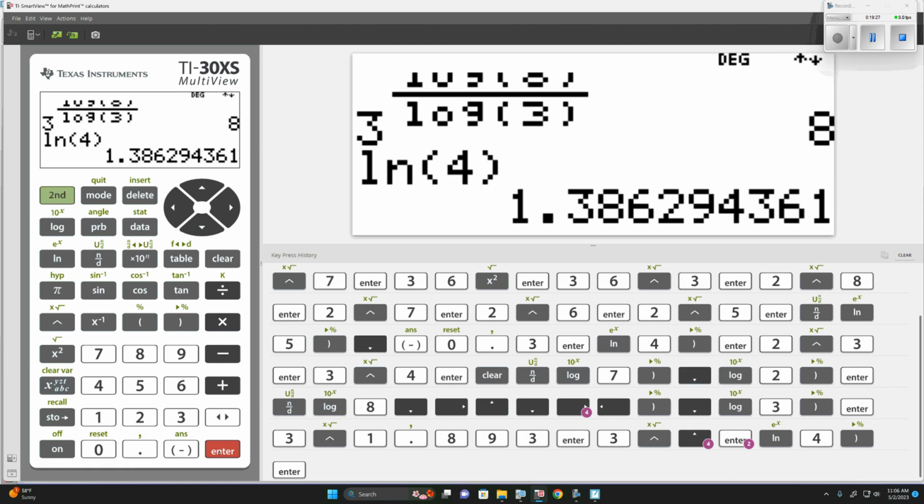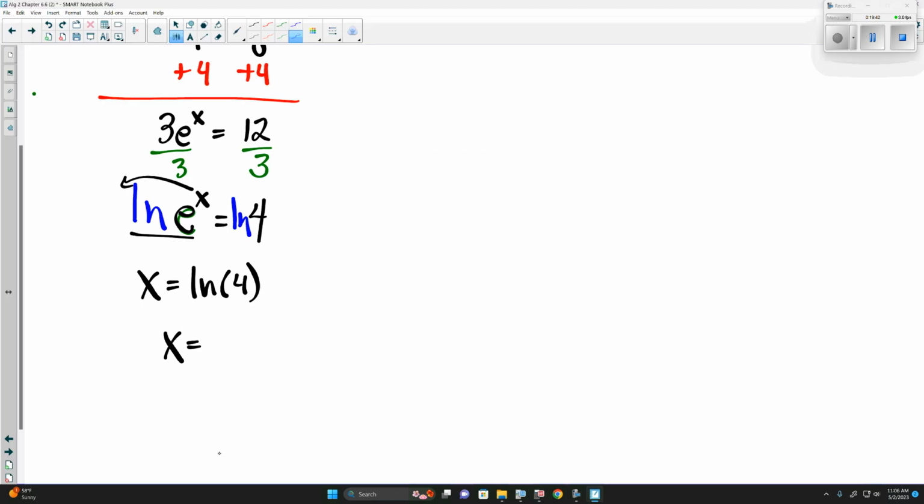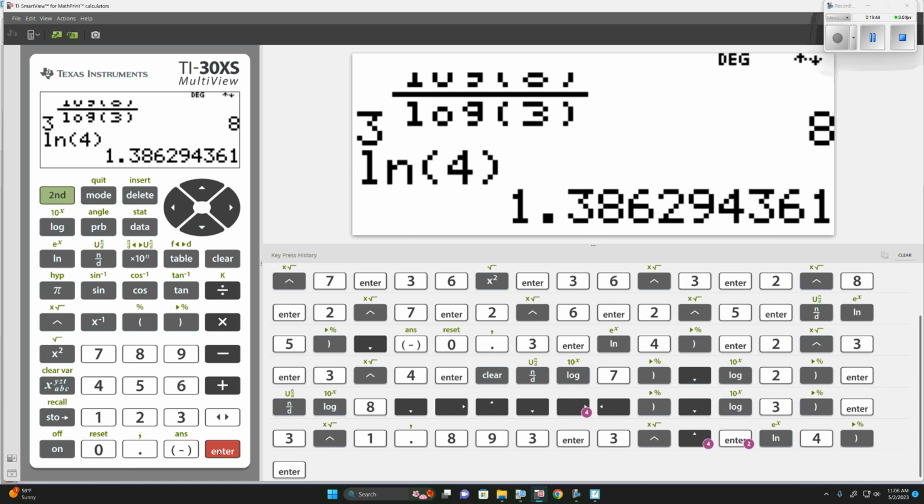Log and ln are normally next to each other on the calculator. The nice thing with log is if it is base 10, we can just use the log button. If it's e, we can just use ln. So ln of 4 is equal to 1.386.